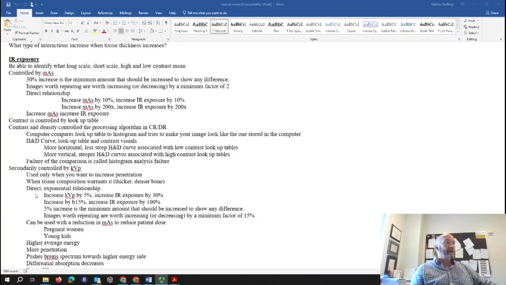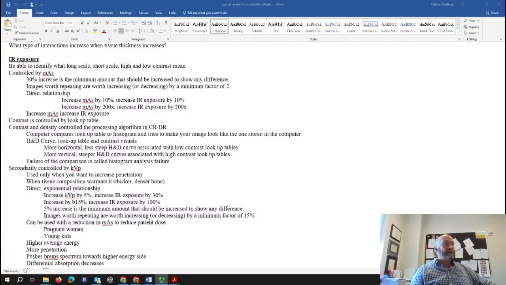So changes in KVP are going to have a direct impact on image receptor exposure, but the proportionality is going to be exponential. So a 15% increase in KVP is going to give you the same amount of change of image receptor exposure as a doubling of the mass. So if you increase your KVP by 15%, you get a doubling of the image receptor exposure. If you increase by 5%, that equates to 30%. An increase of 15% equals a 100% change. A 5% increase is a minimum that you would use to affect even the smallest amount of change at your image receptor. So again, you would never repeat just for a change of 5 kVp.